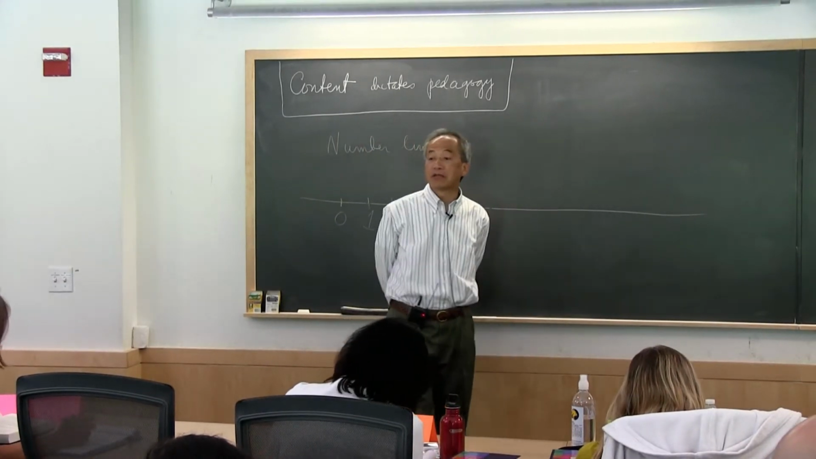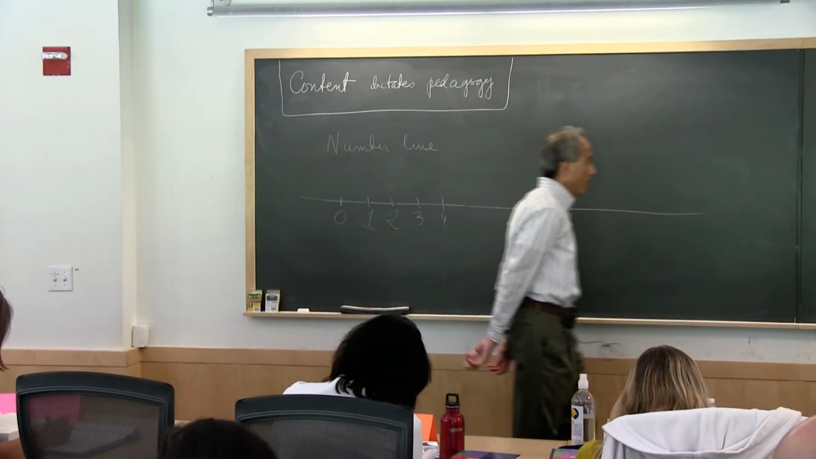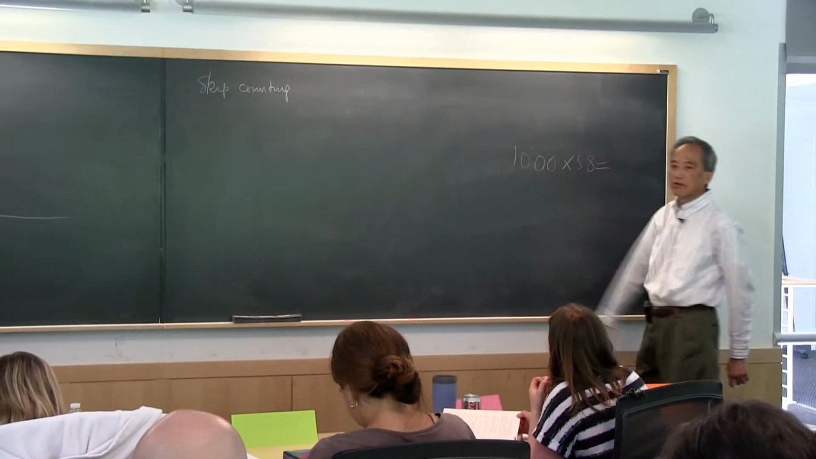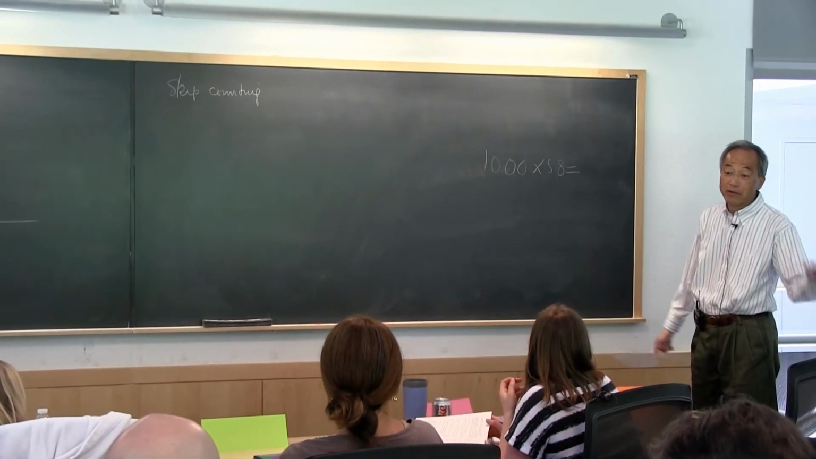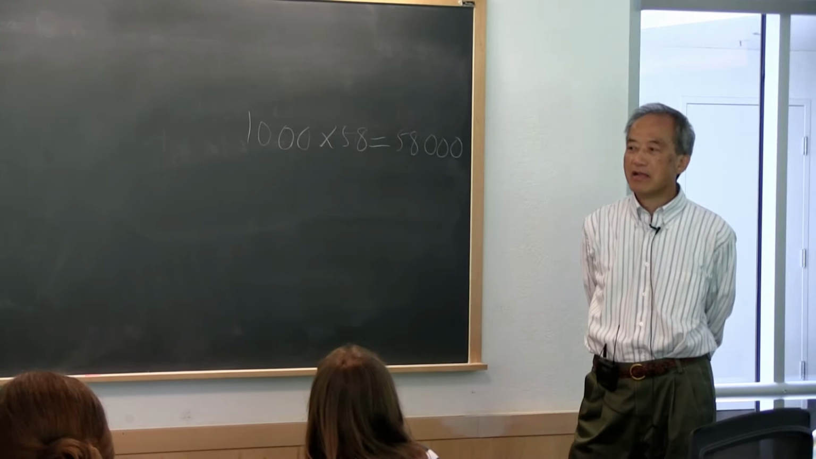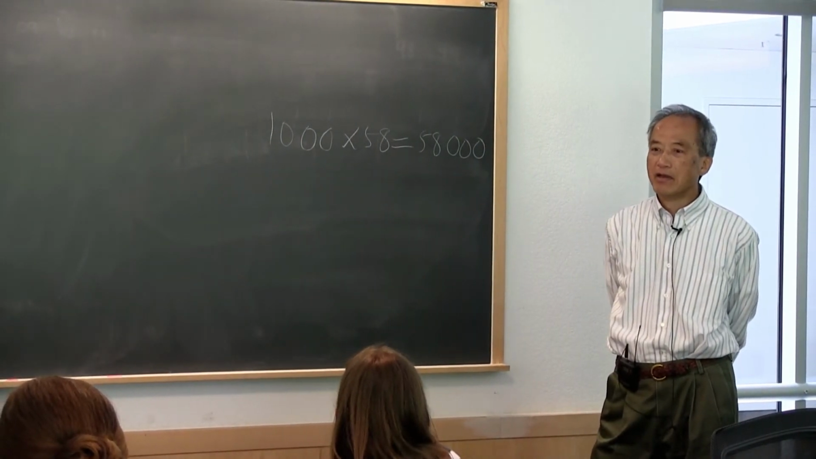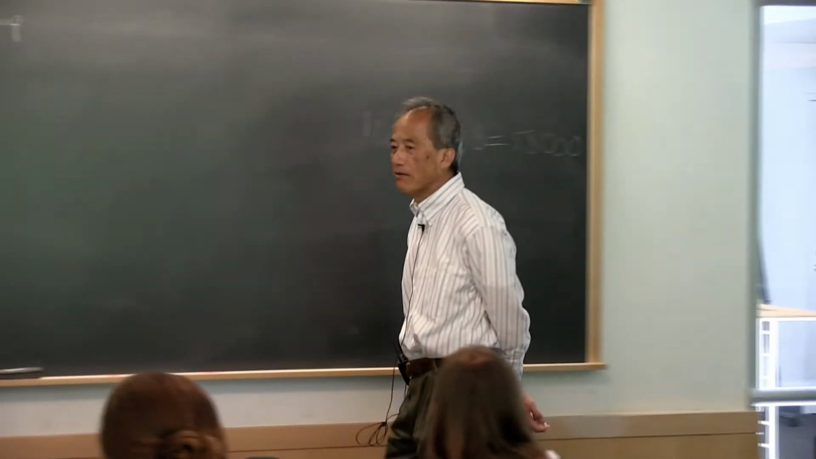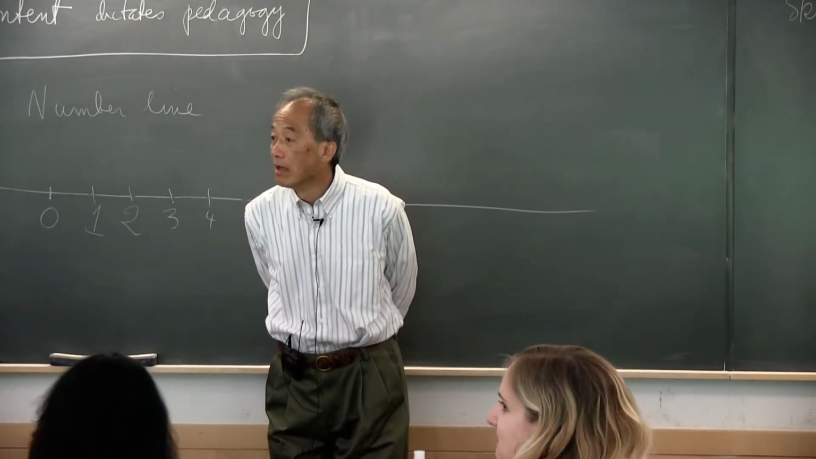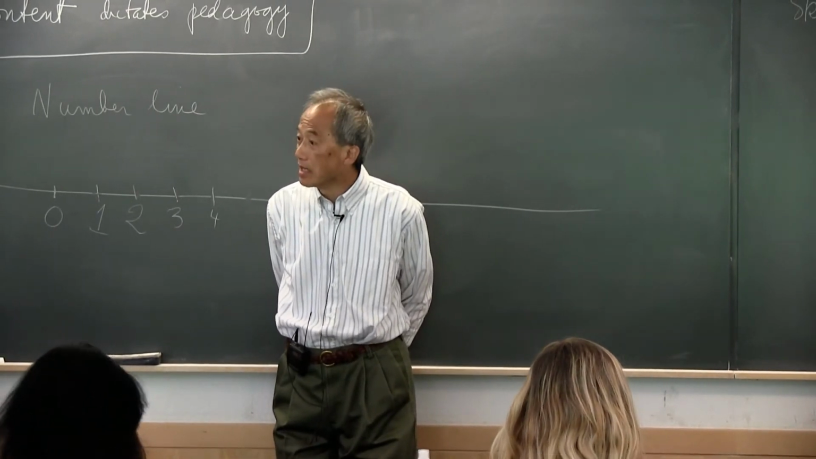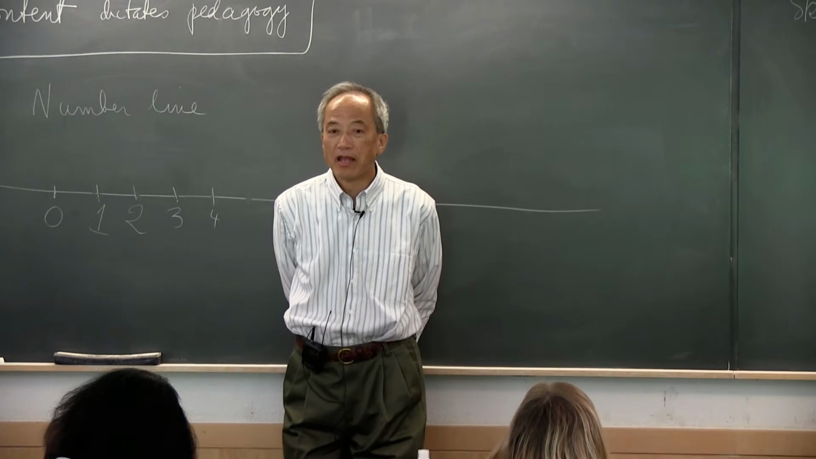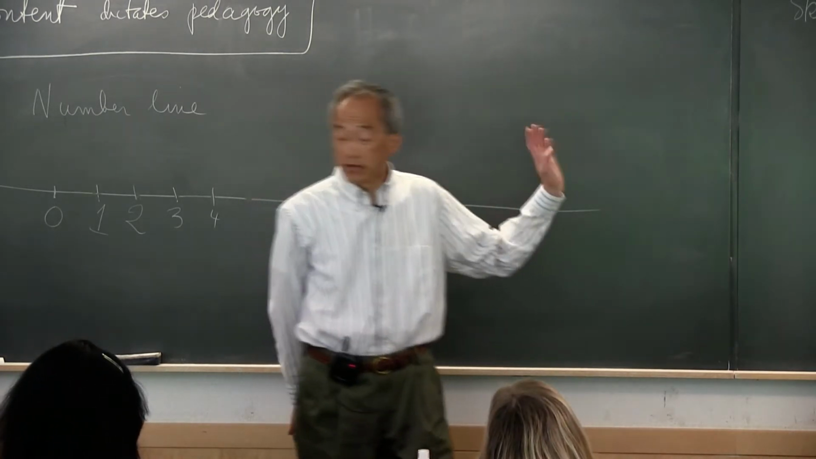Why do we do that? Well, first of all, let me ask you a question. What's this equal to? Everybody knows, right? You know what my next question is? Why? You want to try to explain it? Why? 1 times 58 is 58, yes. What about 100, 1,000? This is 1,000, 58,000. Have you ever done it?